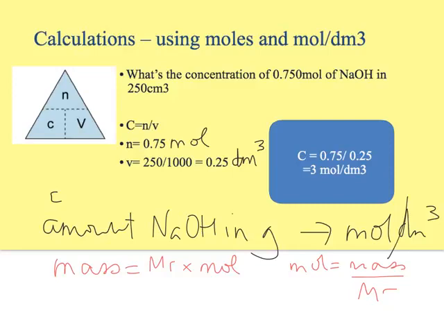So if they gave you an amount of NaOH in grams, and they asked for moles per decimetre cubed, you would take whatever your mass is, and then you would divide it by the Mr of NaOH, which you get straight from the periodic table by adding the mass of sodium, 23, plus the mass of oxygen, 16, plus the mass of hydrogen, which is 1. So it gives you a number of moles, and then you can calculate it in moles per decimetre cubed.